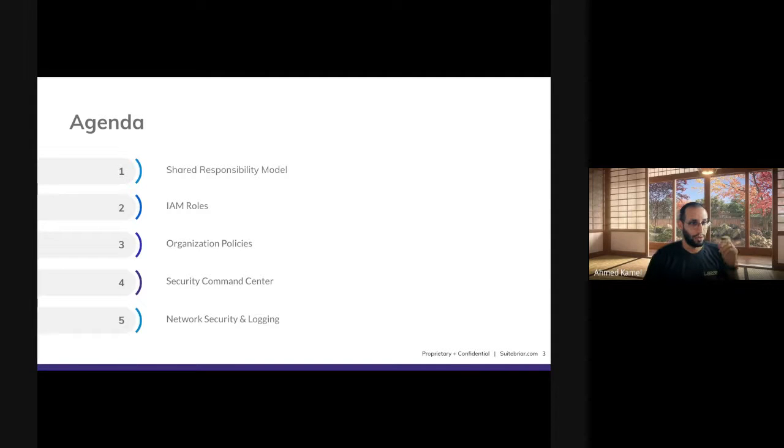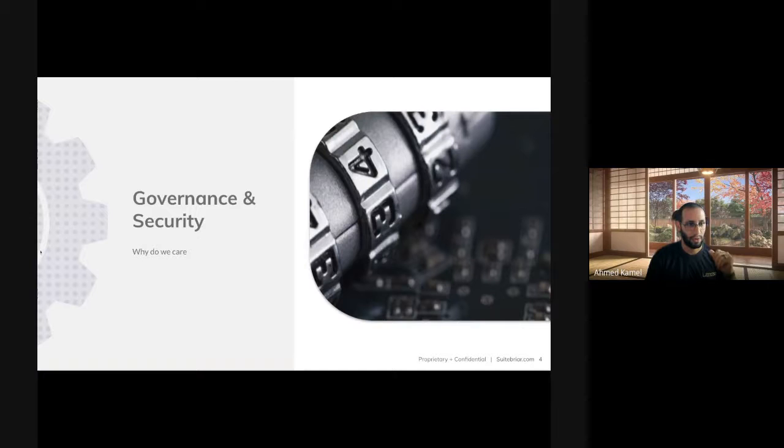All right, so today we're going to be talking about a couple of different topics. The first topic is the shared responsibility model. Then we're going to get into IAM roles, organization policies, security command center, network security, and finally logging, with a little bit of time for some Q&A at the end. So mainly, we're going to be taking a deeper dive into the different offerings that GCP gives us so that we can keep our cloud environments nice and safe. In the modern era, keeping your cloud environment secure should be the top priority of any organization.